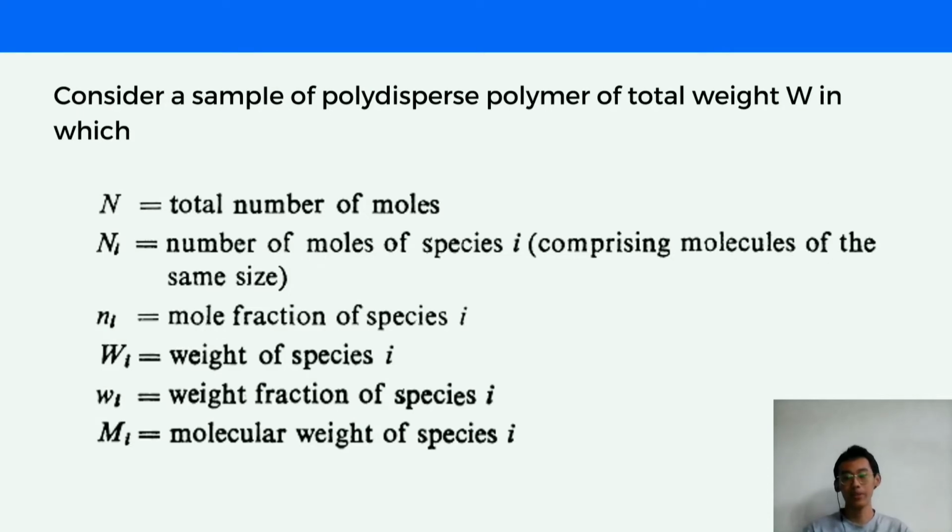Consider a sample of polydisperse polymers of total weight w, in which n equals total number of moles, and n_i equals number of moles of species i, comprising molecules of the same size. The tiny n_i equals mole fraction of species i. The w_i equals weight of species i, and the tiny w_i equals weight fraction of species i. And the last one is the M_i equals molecular weight of species i.